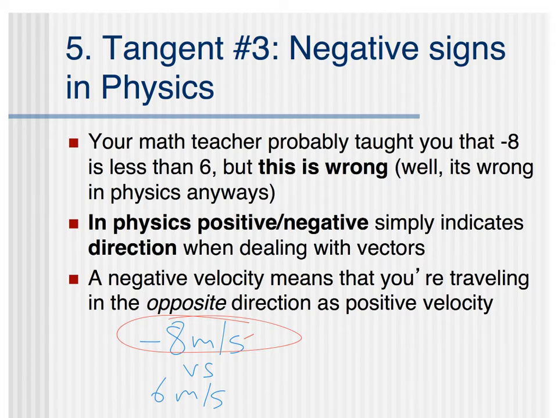That object is moving faster than the 6 meters per second. The difference, and the meaning of this negative sign, is the direction. The object with a velocity of -8 meters per second is moving in the opposite direction from the one that's going at 6 meters per second. So one might be going that way, whereas the other is going that way. And that's all that negative sign means.